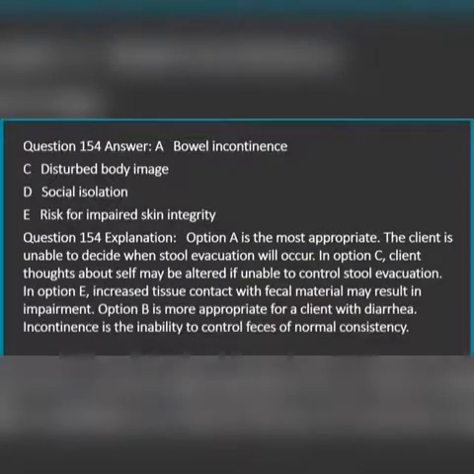C. Disturbed body image. D. Social isolation. E. Risk for impaired skin integrity. Question 154. Explanation. Option A is the most appropriate.